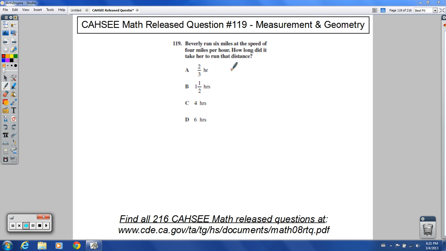So I want to go back to the formula we talked about in the algebra and functions section. We talked about speed equaling distance over time. I always go back to that when I have a question about speed, distance, and time. It looks like distance is what I need to figure out. How long did it take her?